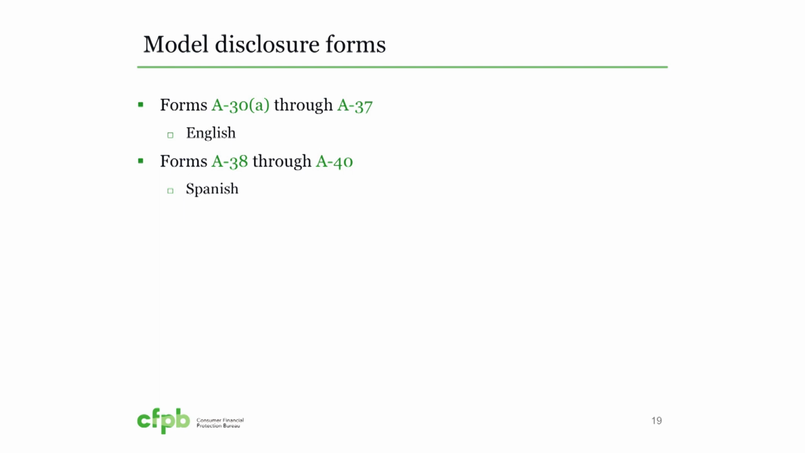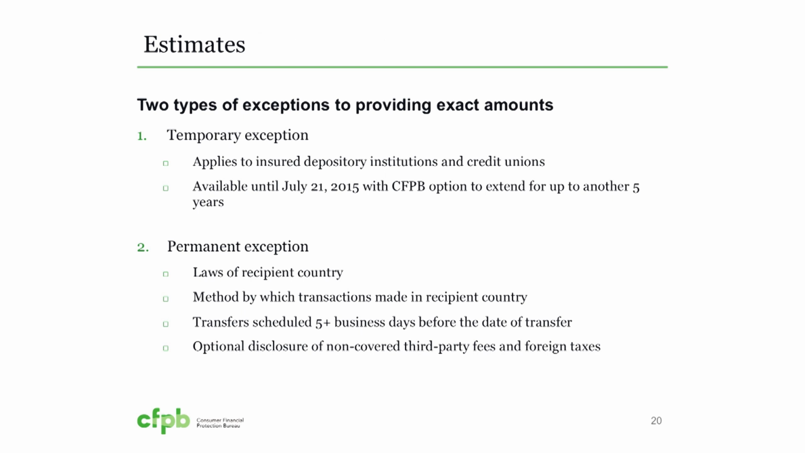These model forms are all available for download at our website at the link I provided at the beginning of the presentation. As I said earlier, items disclosed by providers must generally be exact. However, the rule implements several statutory exemptions that permit a provider to disclose estimates. There are also several other methods in which you can disclose an estimate. The first exception is what is known as the temporary exception.